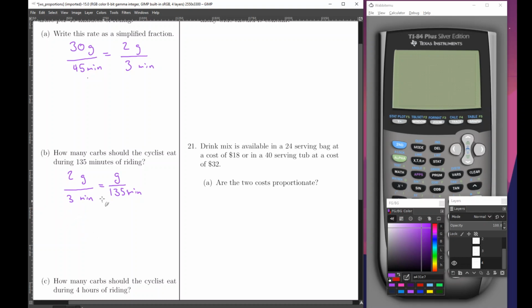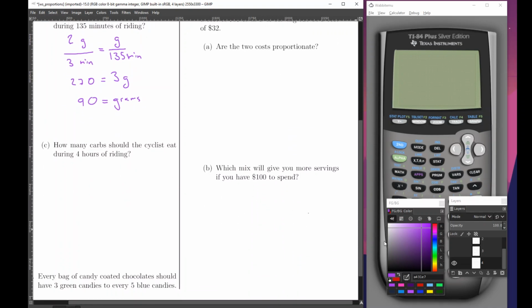Let's cross multiply. 2 times 135 is 270, and that's equal to 3 times the amount of grams. Then we divide by 3, and 3 goes into 27 9 times with 0 left over. 90 is equal to the number of grams of carbohydrates. Cool.